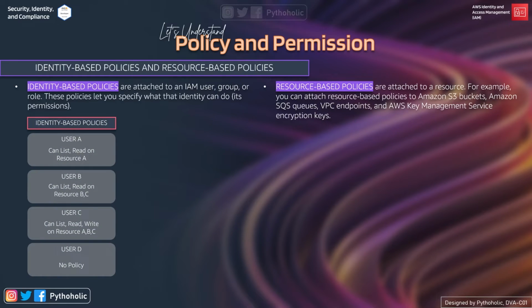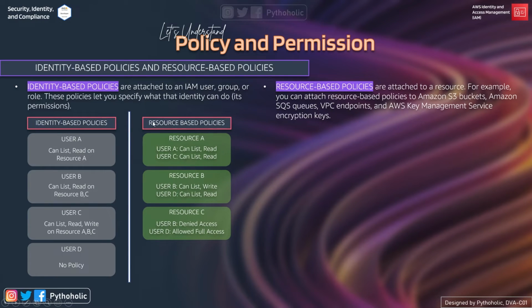First, we have the identity-based policy. Here we have user A who can perform list and read operations on resource A. User B can perform list and read operations on resource B and C. User C can actually list, read, and write on resource A, B, and C. User D has no policy attached, so it does not have an identity-based policy.